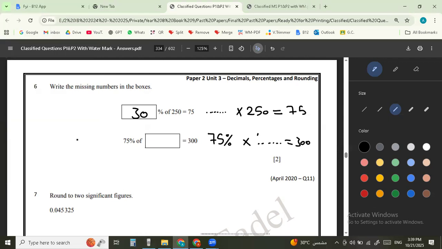Good. Someone might say to me, Mister, shouldn't we multiply by 100 like we did up there? No, we multiplied by 100 up there because they wanted the percentage. But here, they don't want the percentage. So 75% of what is 300? 75% of 400. I'm going to do just 300 divided by 0.75, or 300 divided by 75% on the calculator. It is going to be 400 right away.